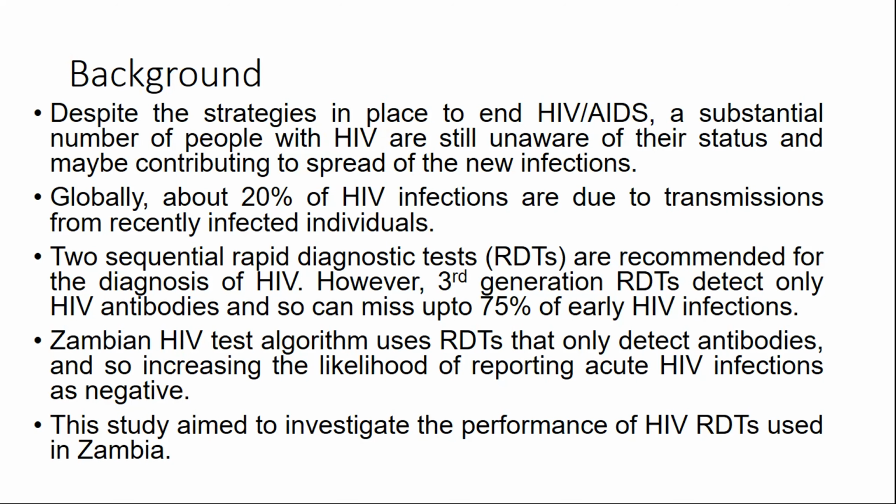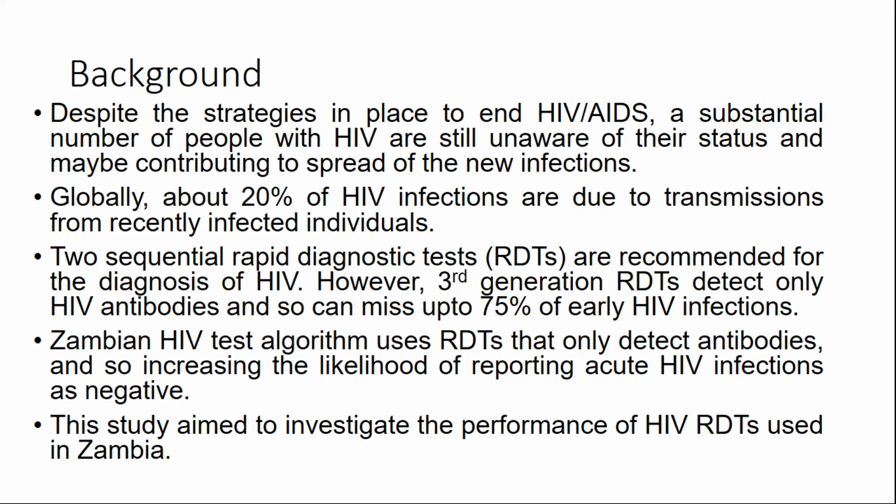Despite the strategies put in place to end the HIV and AIDS pandemic, a substantial number of people with HIV are still unaware of their status, and this may be contributing to the spread of new infections. Globally, about 20% of HIV infections are due to transmissions from recently infected individuals.